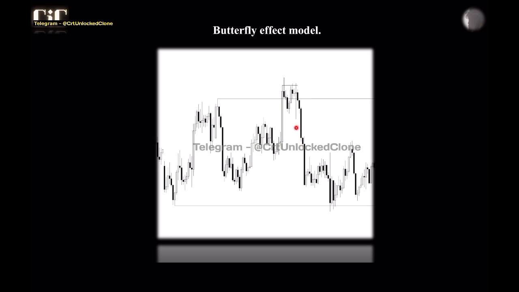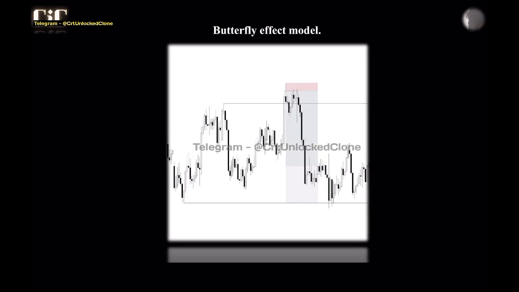And up there, you'll find a model number one right here. So the risk is going to be the lower time frame model number one, and the reward is going to be the higher time frame CRT, targeting at first the 50%. Always target the 50% at first.